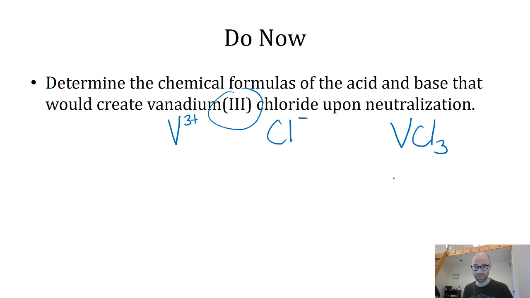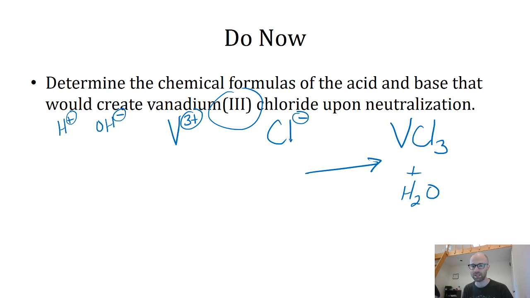This VCl3 is going to be a product of a neutralization, yielding vanadium 3 chloride and water, and the question is what acid and what base. Remember that acids are characterized by the presence of hydrogen ions and bases by hydroxide. So what we're going to do is pair up opposite charges to make neutral chemical compounds.